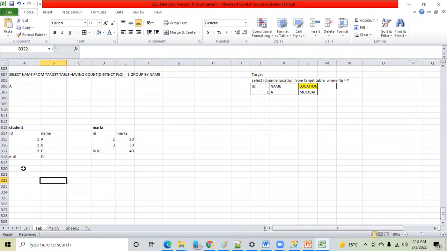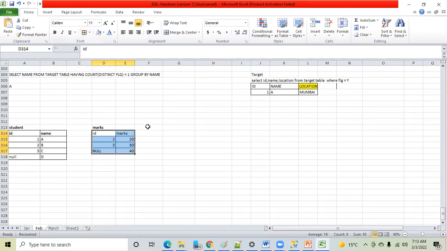Today I will give more concentration on left join, right join, cross join, and full outer join. This is the student table with ID and name, two columns. ID 1, 2, 3, and this is null. Names are A, B, C, D, and this is your marks table. Let's do some manual task first, and then we will try to do this with the help of queries.